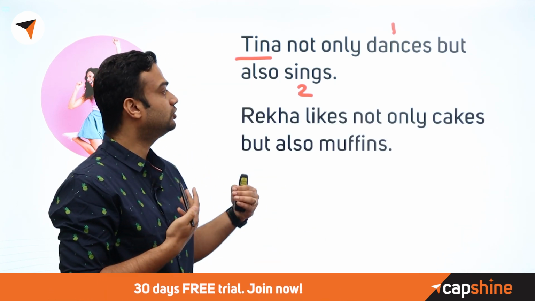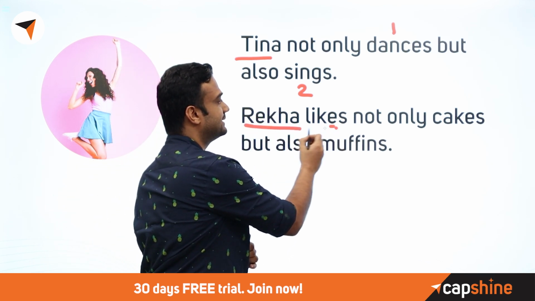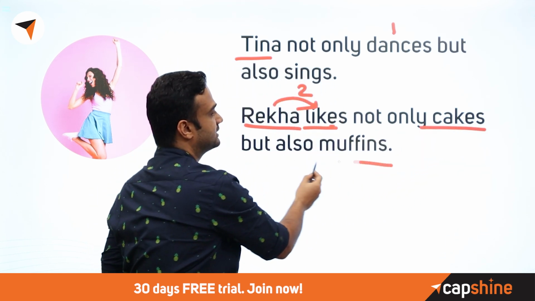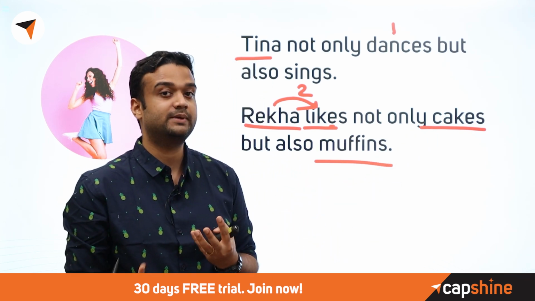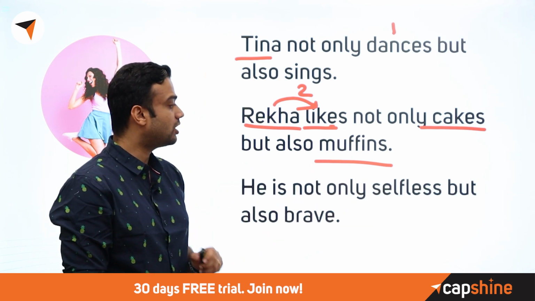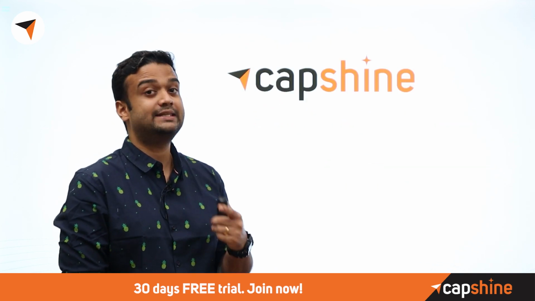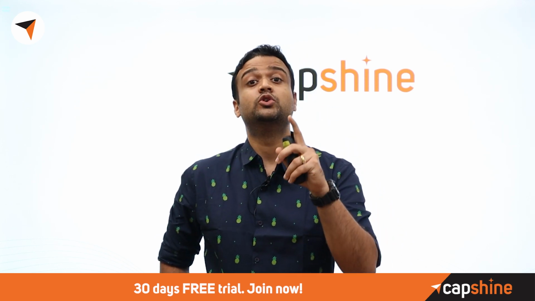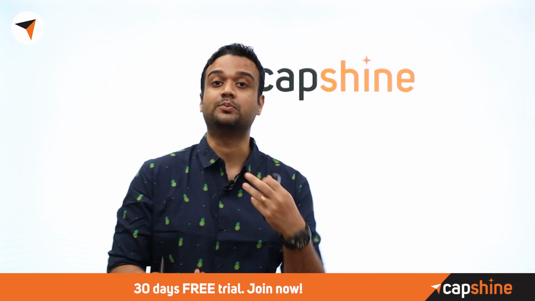Rekha likes not only cakes but also muffins. So here this is the subject and the verb is likes because it's singular, and it talks about what she likes, cakes and muffins. Also notice how the items are usually in the same part of speech. You can't use different parts of speech between the two connected or coordinating words. He is not only selfless but also brave. Same idea throughout. I hope you use these in your conversation in the next opportunity that you can. You will realize that you're able to pack in more complex ideas through these, and this will make a difference in how you present yourself.